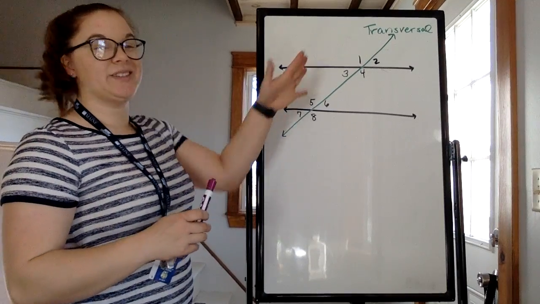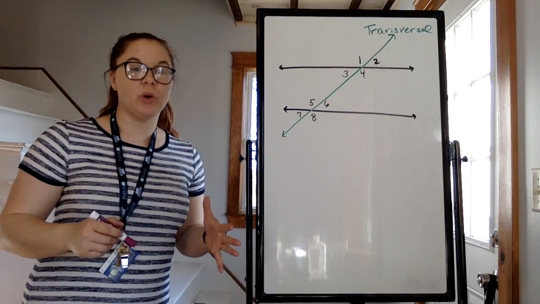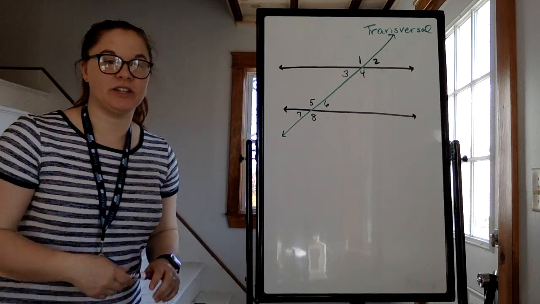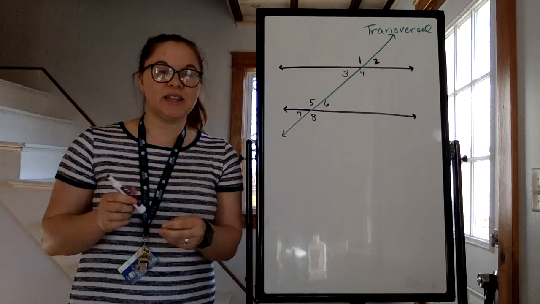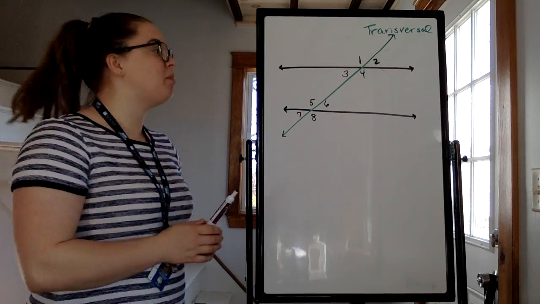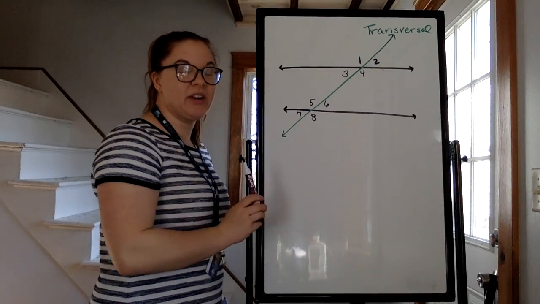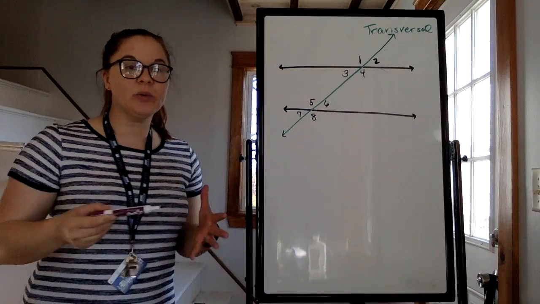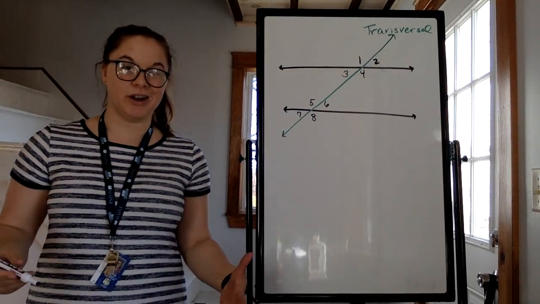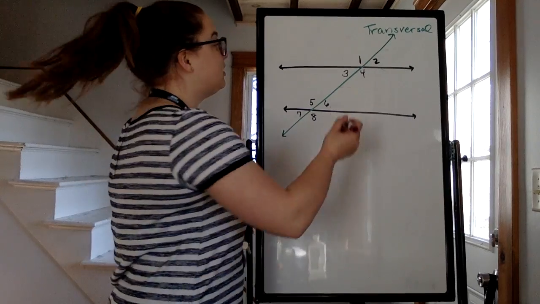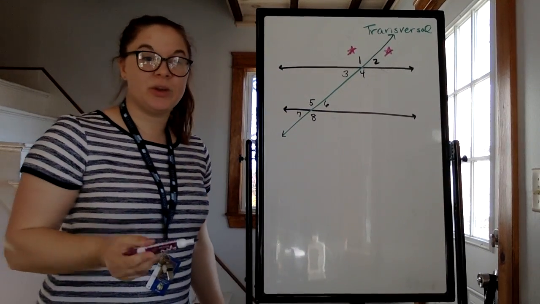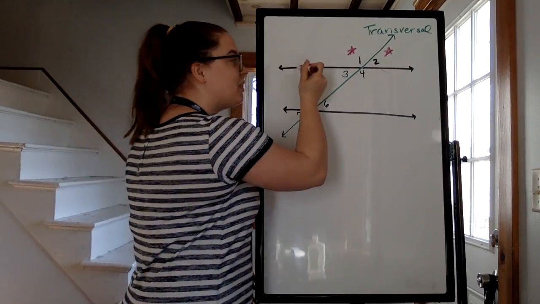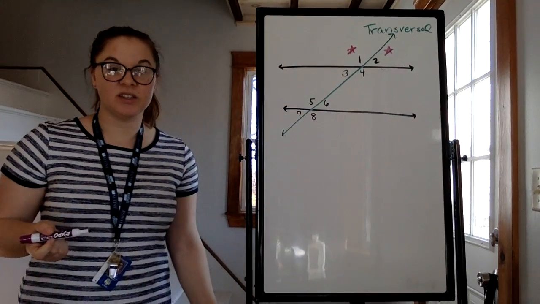So here we have that same transversal. We're going to look for linear pairs, and there are a ton of linear pairs here. The thing is that linear pairs can be horizontal and go side to side, or they can be more vertical and go up and down. So one really good pair to start out with is 1 and 2. Angles 1 and 2, they're adjacent, they're touching one another, they're supplementary, they add up to 180 degrees.